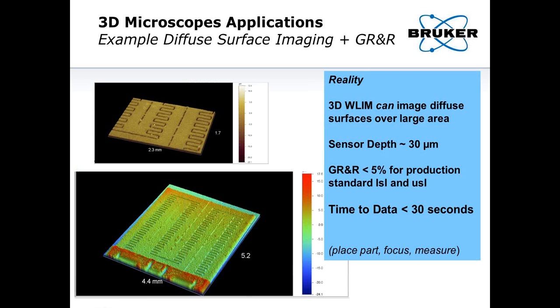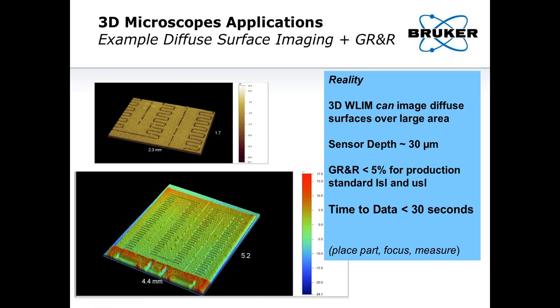So for an example here, I'm just showing this is a printed ink sensor. It's a larger area sensor. You can see the entire sensor on the lower right is about a 5 millimeter square, very roughly. There are about 30 micron deep trenches that are cut into that printed ink with a laser.